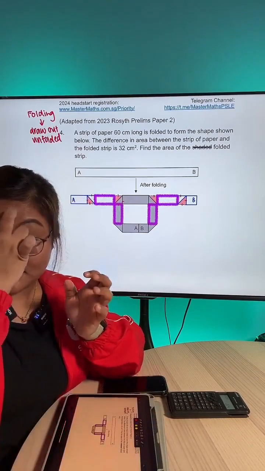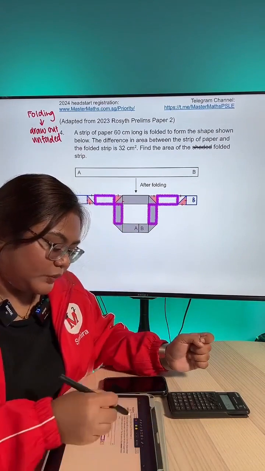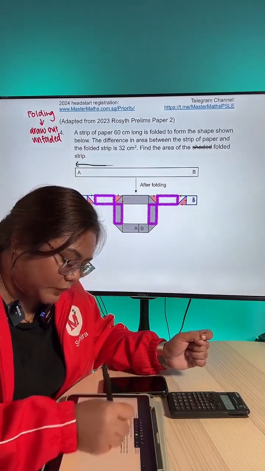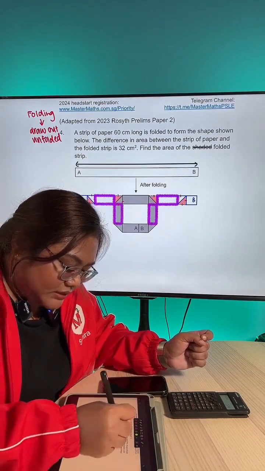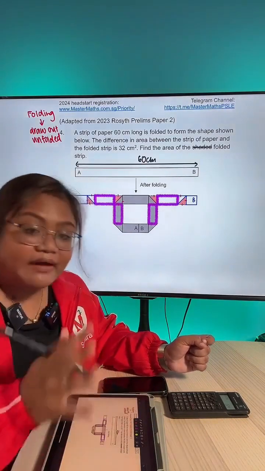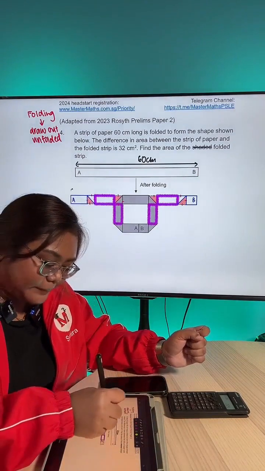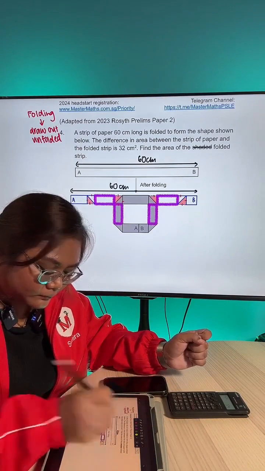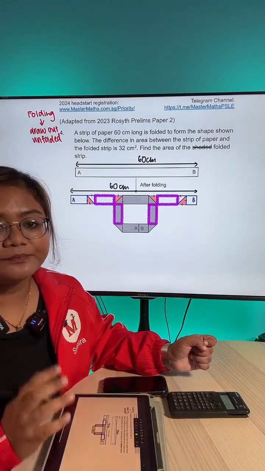Alright. Okay, so for this question, we are given a strip of paper. We are told that this is 60 cm long, so I can fill it in. This is 60 cm long. If I unfold, of course, at the bottom, this will also be 60 cm long. Agree? Okay, so far so good.